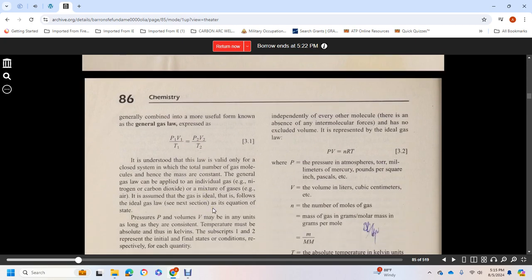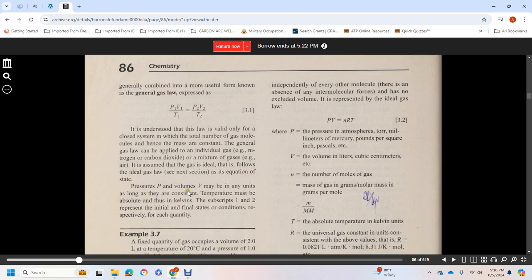It is understood that the law is valid only for a closed system, where the total number of gas molecules, hence the mass, is constant. The general gas law applies to an individual gas, such as nitrogen or carbon dioxide, or a mixture of gases such as air, assuming the gas is ideal. See the next section for the ideal gas equation of state. Pressure P and volume V may be in any units as long as they are consistent. Temperature must be absolute, and thus in Kelvin. Subscripts 1 and 2 represent the initial and final state conditions, respectively, for each quantity.